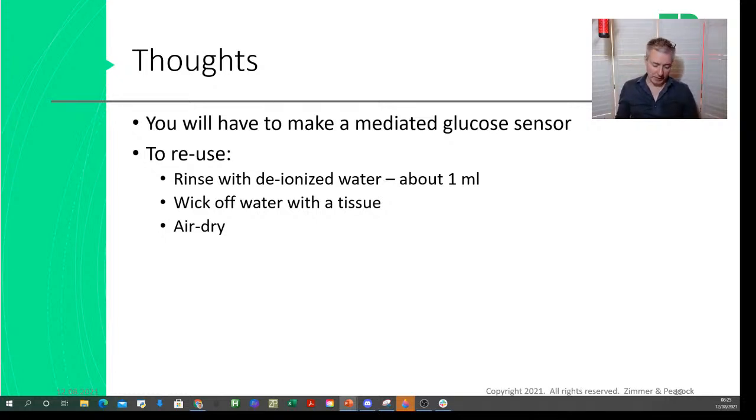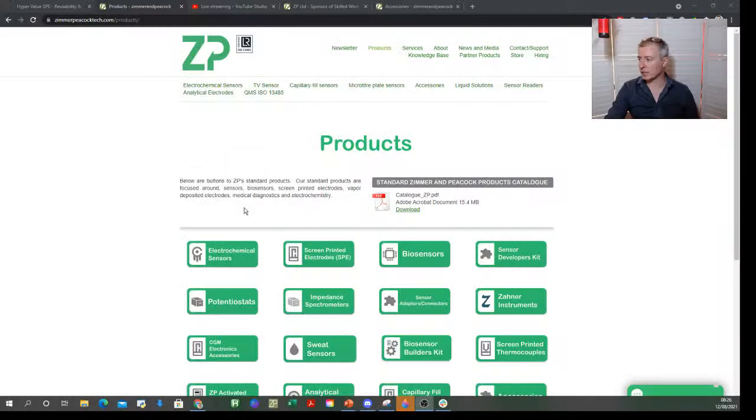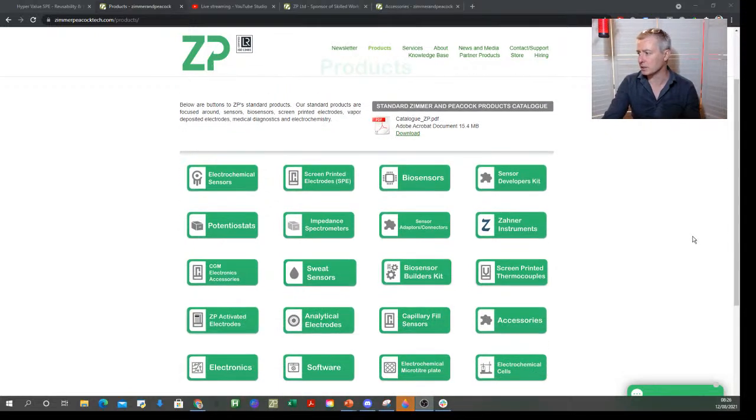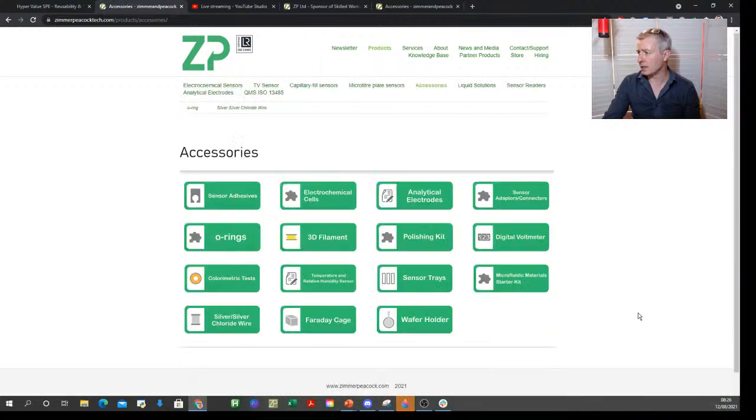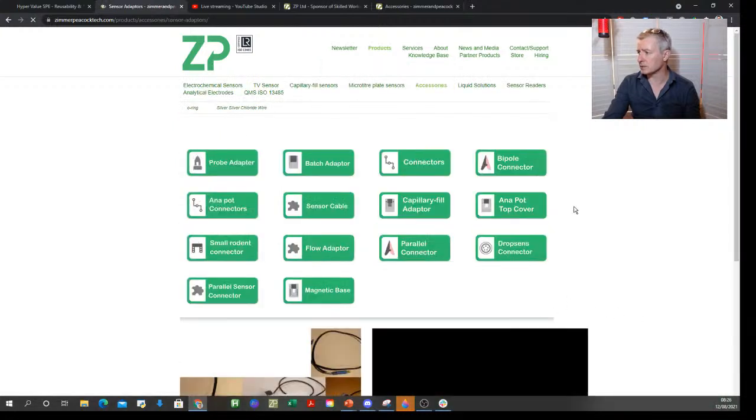Now, I didn't quite have time to answer this the way I wanted, but he's also talking about electrical connections. So let me just very quickly address that. I was very concerned that you're talking about making crocodile clip connections to the screen printed electrode. Crocodile clips will give you a very noisy signal. You'll find it very, very kludgy, very hard to actually connect to them. I think you're going to have to go to accessories, sensor adapters and connectors.